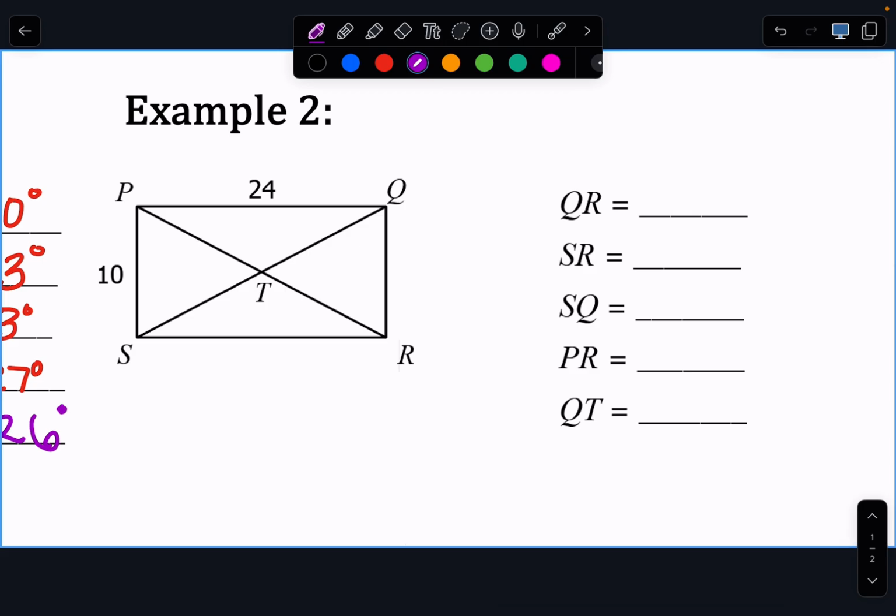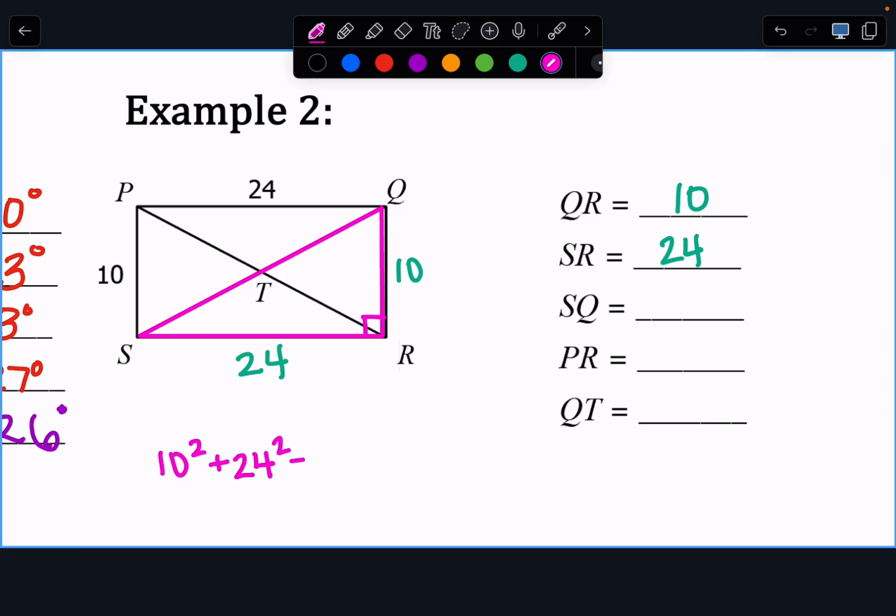Well, some of you are already on example 2 without me. Ah. All right, what's QR? What's SR? Okay, if I want to find SQ, the Pythagorean theorem. I know that this guy right here is a right triangle. So 10 squared plus 24 squared equals our diagonal squared.